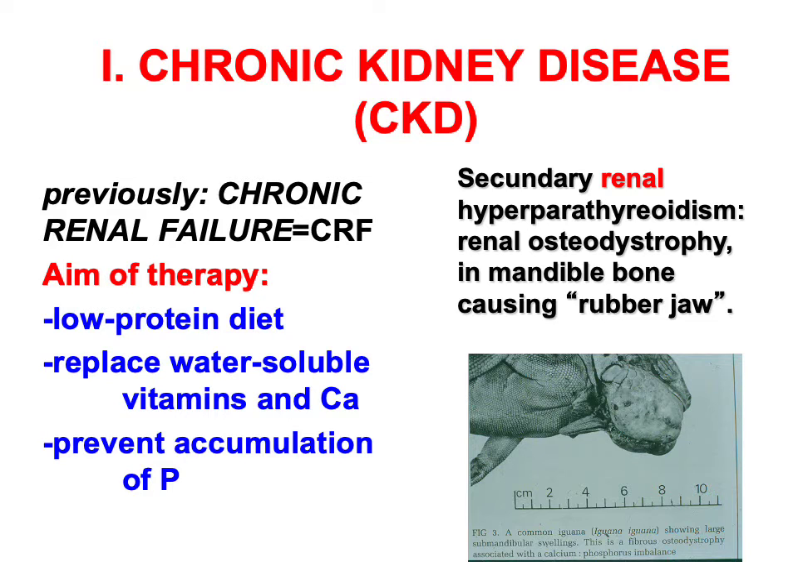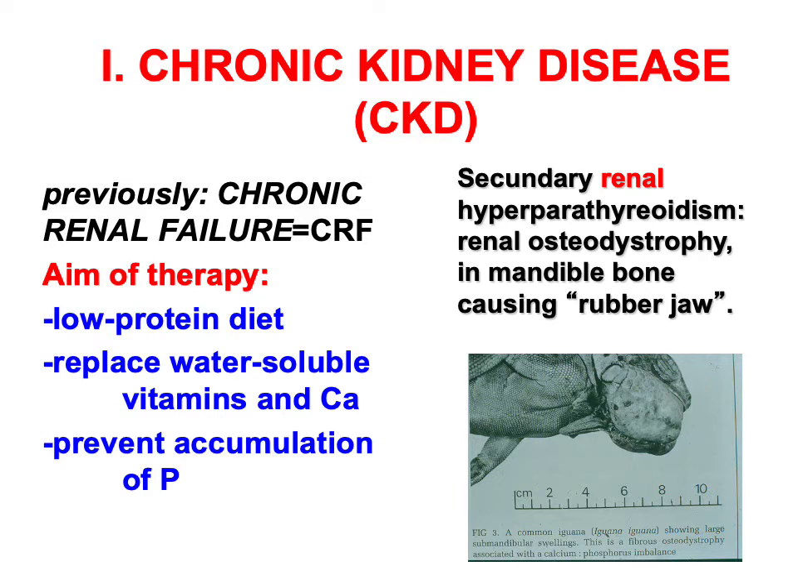On this first slide, I summarize the message of this disease. The aim of the dietary therapy, and this is the key of all the following section: low protein diet, replace water soluble vitamins and calcium, which were eliminated, and prevent accumulation of phosphate. So these 3 basic columns are at the background.